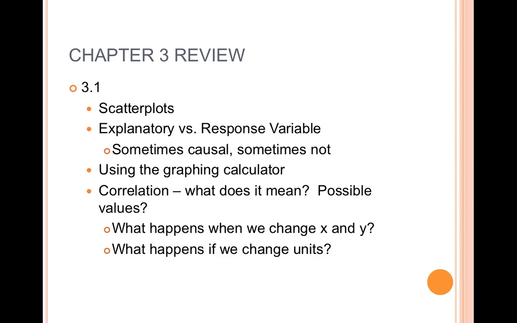In section 3.1, we talked about scatter plots, how to make them, how to read them. We talked about explanatory versus response variables. Where does the explanatory variable go? It goes on the x-axis, and therefore the response variable goes on the y-axis. Sometimes the explanatory-response relationship is a causal one, meaning x is causing y. Sometimes not. You need to know how to use the graphing calculator to make a scatter plot and to find the equation of the least squares regression line.